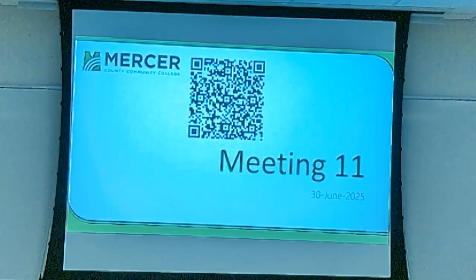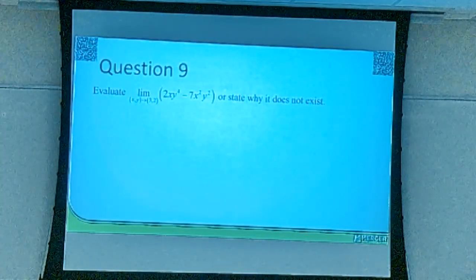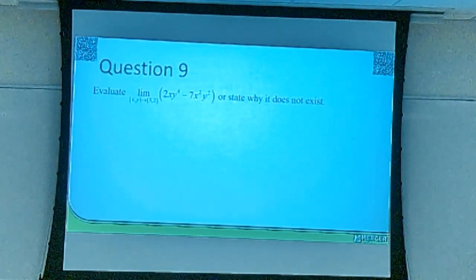Continue where we left off. We're doing multivariate functions. And I believe we left off just before the limits. So what we're going to do is evaluate the given limit or state that it does not exist.